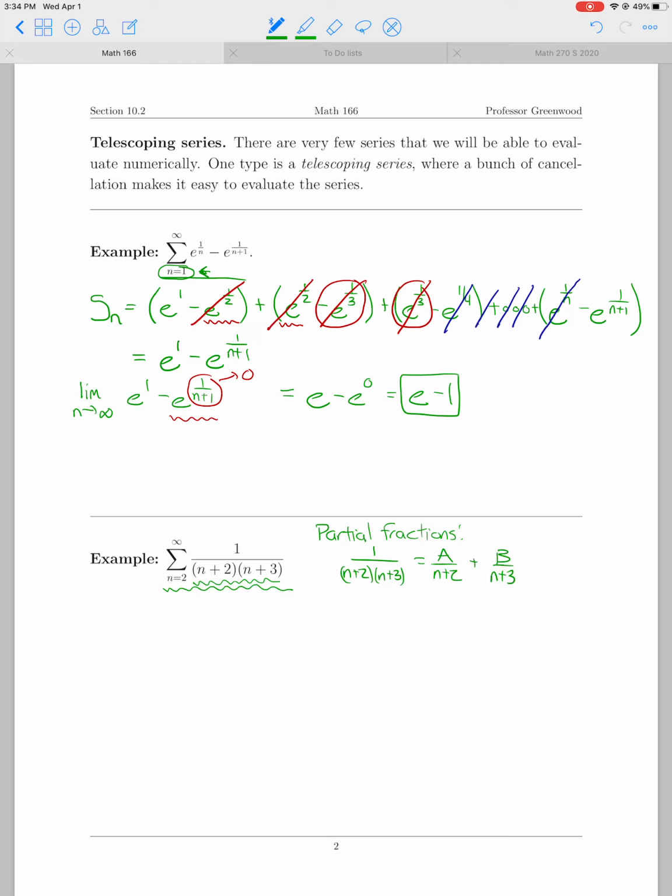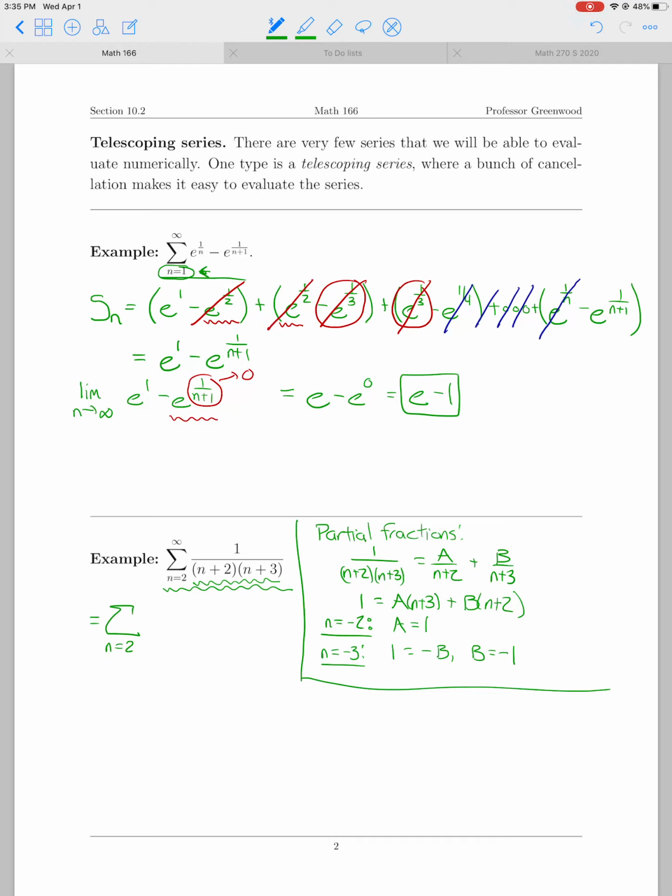And as per usual at this point, I'll just cancel the denominators on both sides. And so I'll end up getting 1 is equal to a times n plus 3 plus b times n plus 2. Now I can just plug in some convenient values. When I plug in n is equal to minus 2, for example, then I get that a is equal to 1. Or if I plug in n is equal to minus 3, then I end up getting that 1 is equal to negative b, or in other words, b is equal to minus 1. And so now I can plug this work that I've done for the partial fraction decomposition back into my original expression for the series.